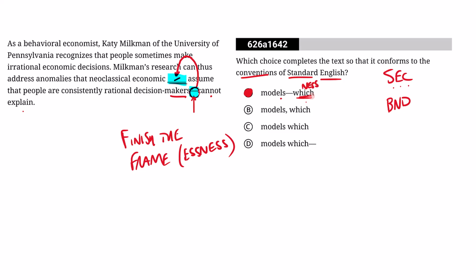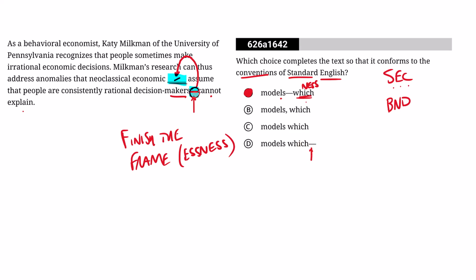In fact, which clauses are almost always non-essential and need to be framed by commas or, as in this case, dashes. Again, this is simply a matter of looking down the road in the text, seeing that there's a dash after some non-essential element. There must therefore be a dash before the non-essential element.